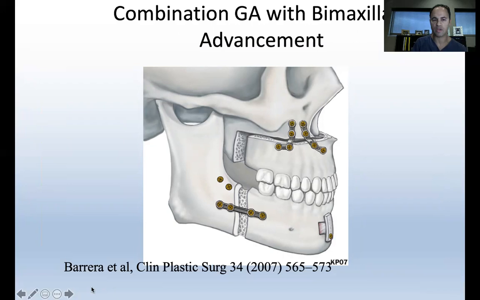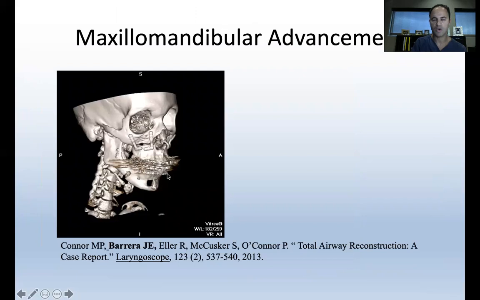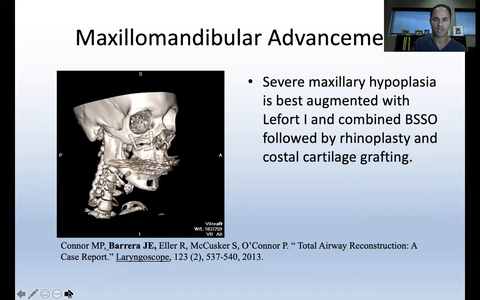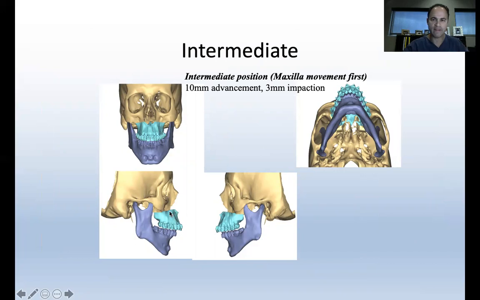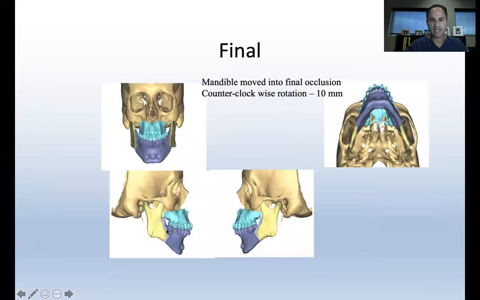This is a patient that I presented and published on who was trach dependent and necessitated maxillomandibular advancement. We performed a Le Fort I osteotomy with down fracture, sagittal split osteotomy and genioglossal advancement in order to cure him of his sleep apnea, followed by rhinoplasty and costal cartilage grafting. This is pre-op. The patient has significant maxillary hypoplasia. The patient had an intermediate maxillary Le Fort I advancement of 10 millimeters with a 3 millimeter impaction. And then a sagittal split osteotomy, whereby I performed a counterclockwise rotation of the mandibular body by 10 millimeters.